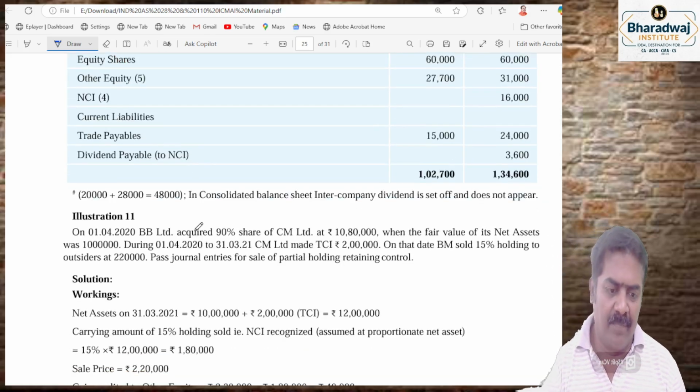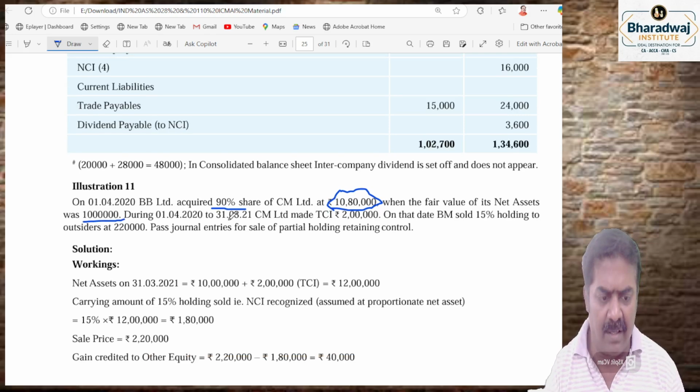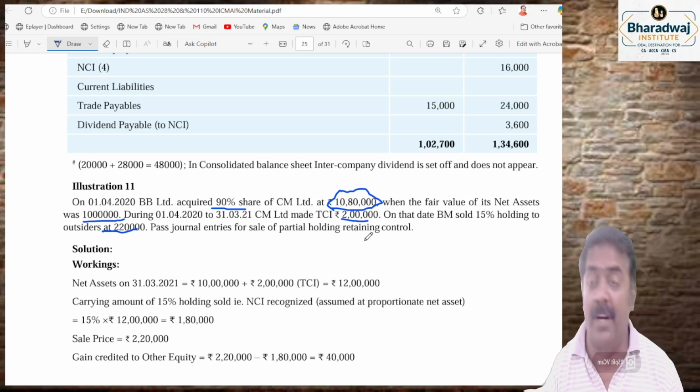Look at this. BB Limited acquired 90% of shares for 10 lakh 80. Fair value of the net assets was 10 lakhs. It doesn't matter. During current year, they made a profit of 2 lakh. On that date, they sold 15% of holding to outsiders for 2 lakh 20,000. Pass journal entry for the sale of partial holding, retaining control.